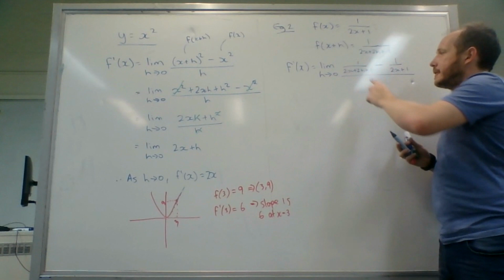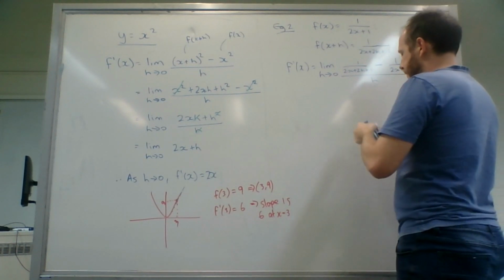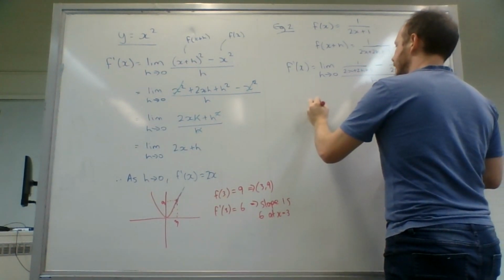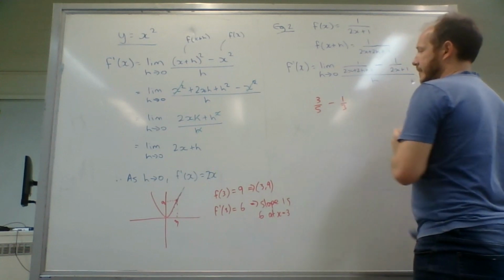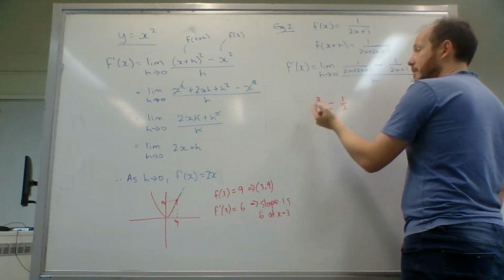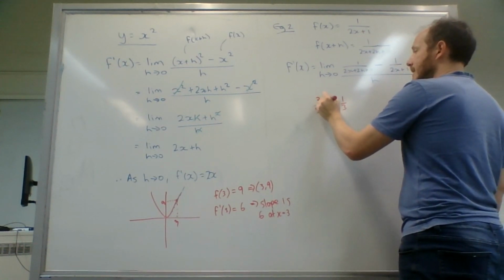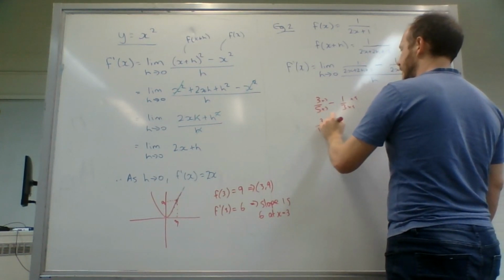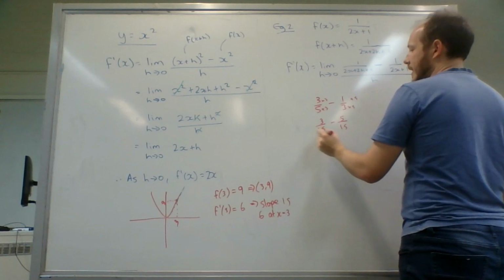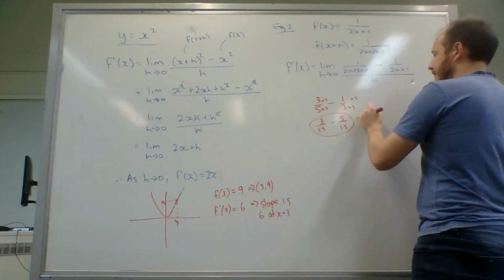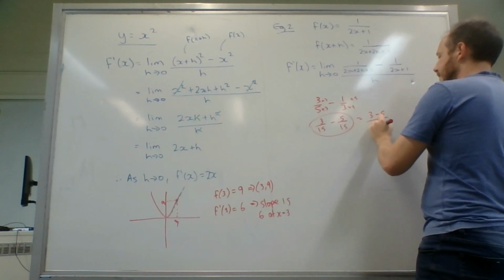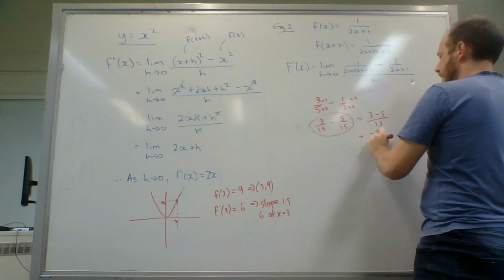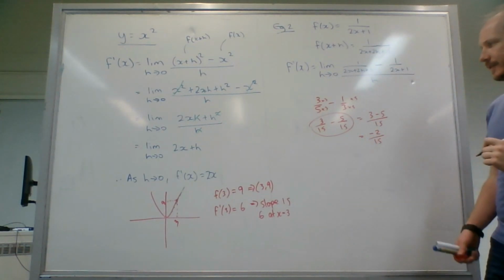And this is no different to if I was doing something like 3/5 minus 1/3. What I would do is I'd get a common denominator. I'd multiply this by 3 and this by 5. And this would become 3 over 15 minus 5 over 15. And then I can simplify this to 3 minus 5 over 15, which is minus 2 over 15.